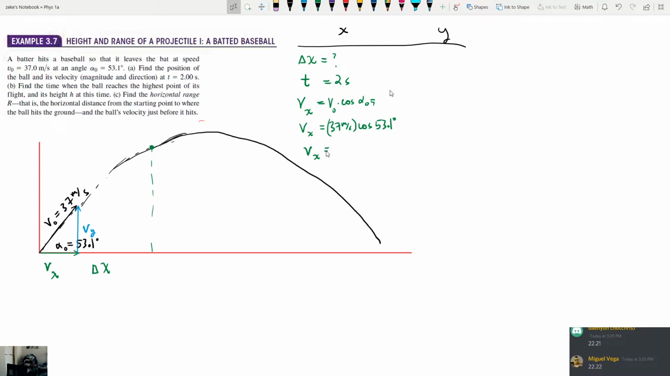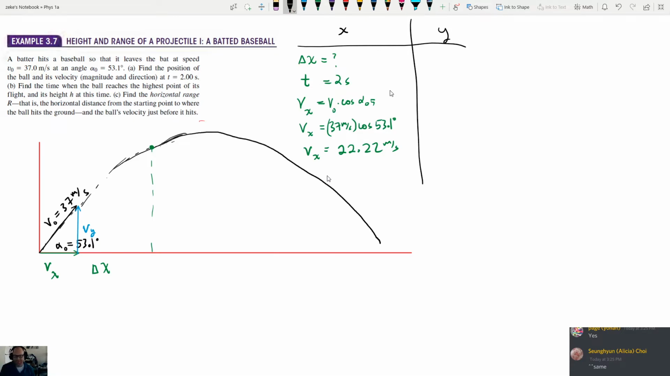Okay, so 22.2. I'm going to put this in my calculator as well so I can get the full number so I can use it later. So 37 times cosine of 53.1. Yeah, I agree, 22.2. It's like 22.22. That's right. We'll put 4 digits in here. All right, so we've got the x direction.